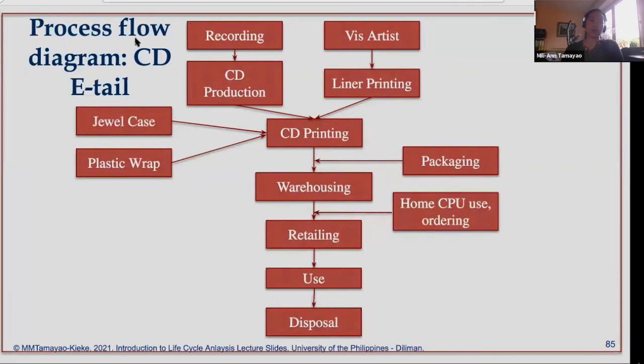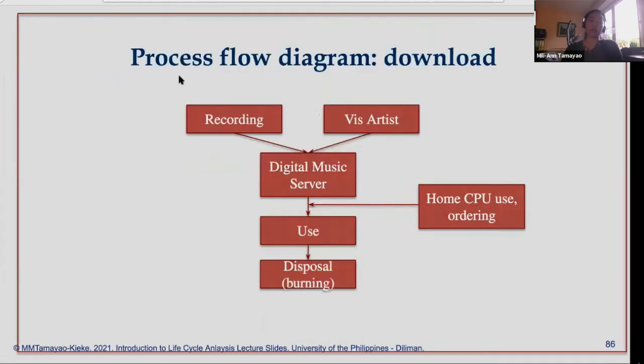Now, for process flow for CD bought online, there is an added unit process here, which is home CPU use for ordering. And then you have the process flow diagram for downloaded music. So you still have recording, you still have the visual artist, but the other materials are not included anymore. The outputs go directly to the digital music server. And then, of course, you still have your home CPU use for ordering. And then you have use and disposal or burning.